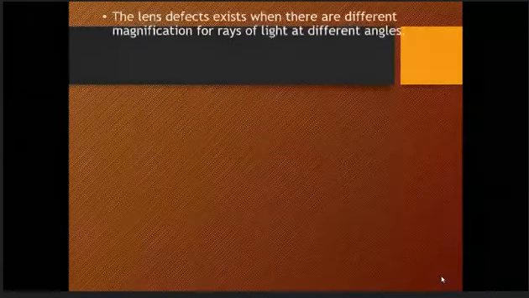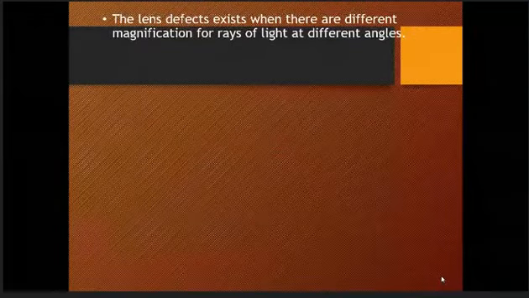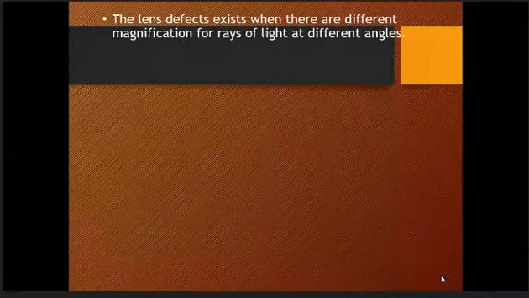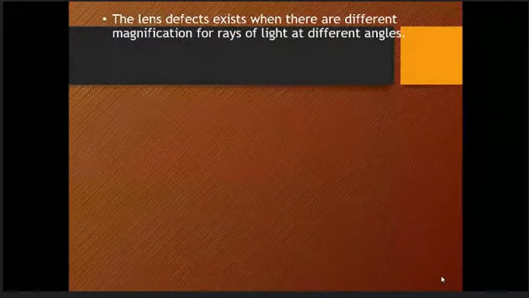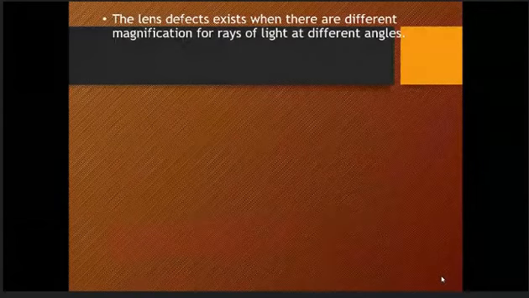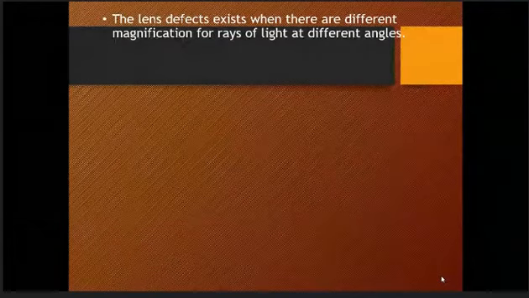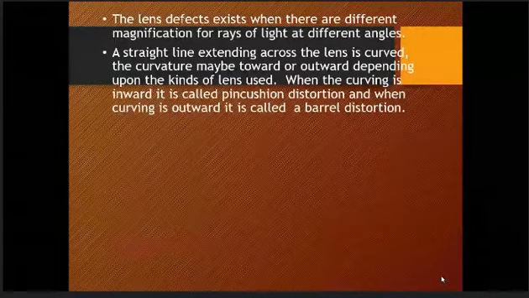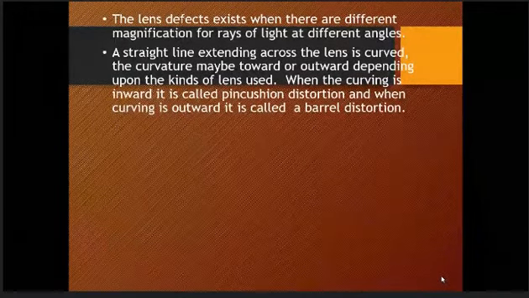No? Na-distort, na-inat ba imong naong, imbis nga nindot kag naong, na-inat na nimong naong, nabati imong naong, napiki imong naong. Opposite siya, no? The lens defects exist when there are different magnification of rays for light at different angles. So, muna siya ang resulta of this distortion, no?